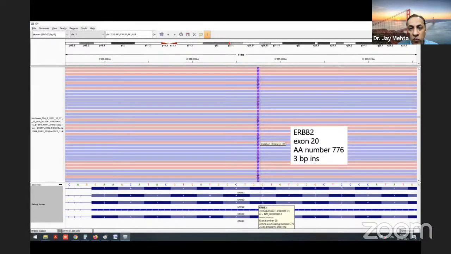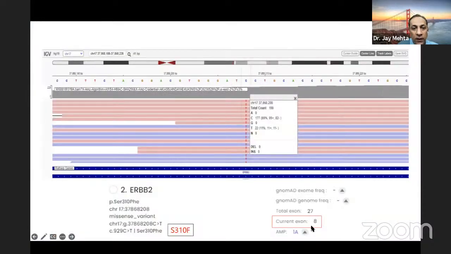This is an IGV view of an NGS report of a HER2 mutation, and you see this exon 20 insertion. In this case, it was a 3 base pair insertion. And here's a hotspot in the extracellular domain, S310F. So it's important to know what kind of a HER2 mutation. Is it in the extracellular domain or intracellular domain, because your treatment options will vary accordingly.